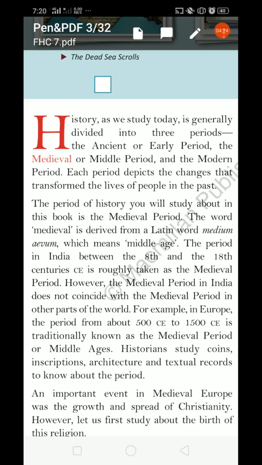The period of history you will study in this book is the medieval period. So, in this book we will discuss the Middle Age. The word medieval is derived from a Latin word, medium aevum, which means middle age. What is the meaning of the word middle age? The period in India between the 8th and the 18th century CE is roughly taken as the medieval period.